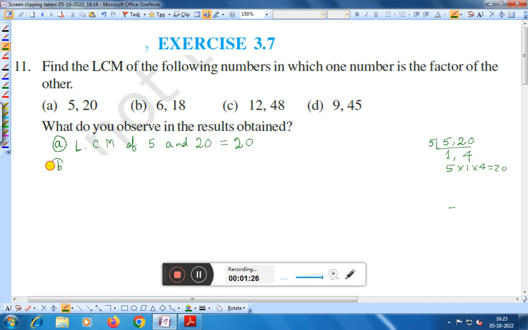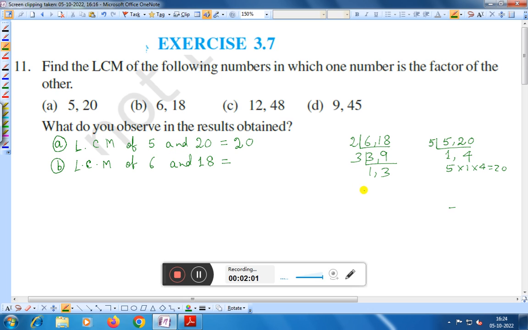Question number B is LCM of 6 and 18. What is the LCM of 6 and 18? We will divide it by 2. That is 2 3 is 6 and 2 9 is 18. We will divide again by 3. That is 3 1 is 3 and 3 3 is 9.